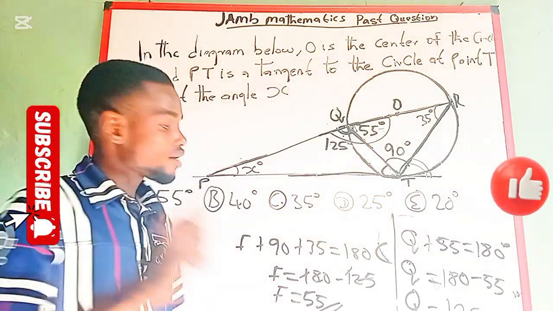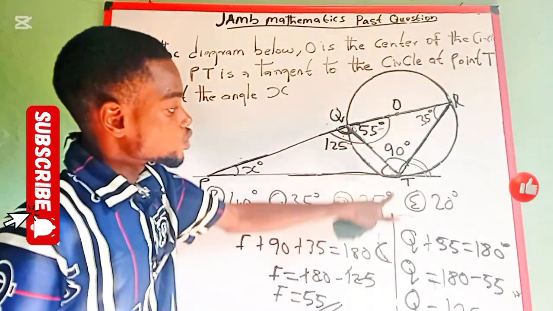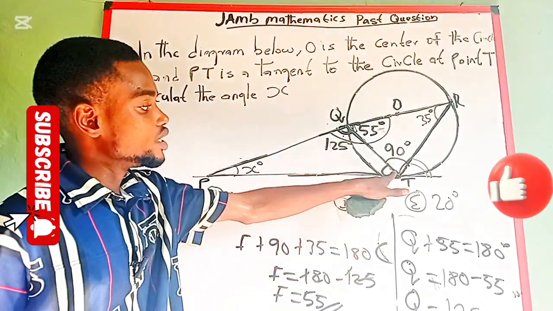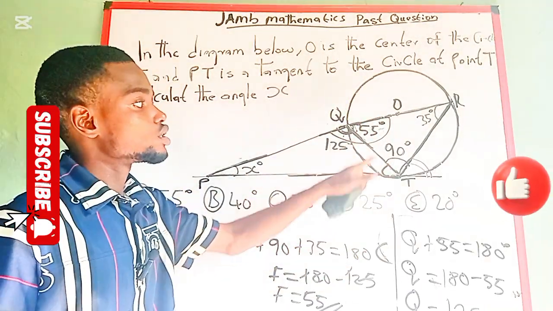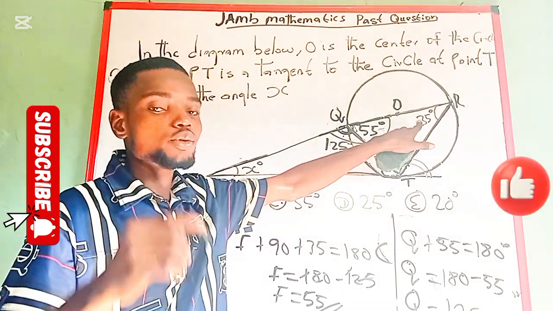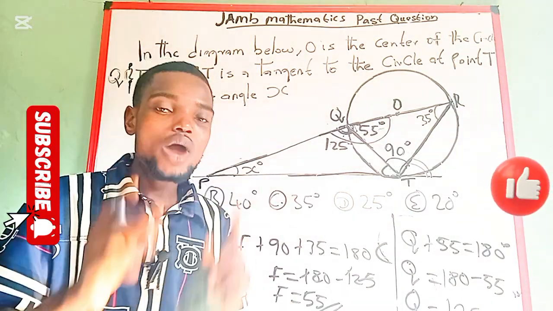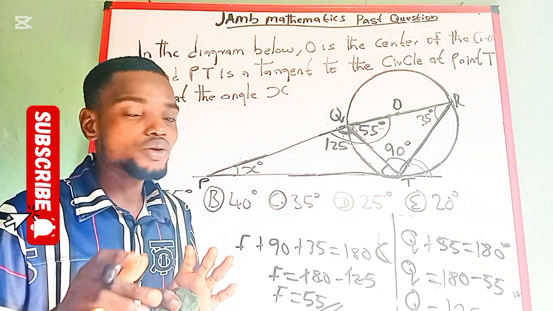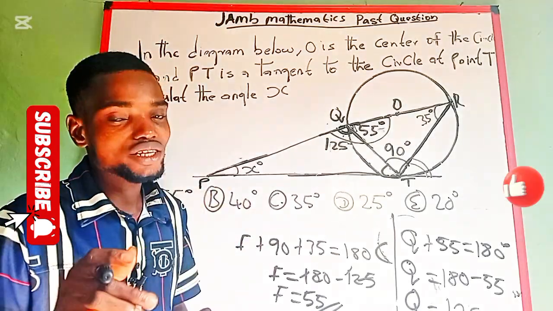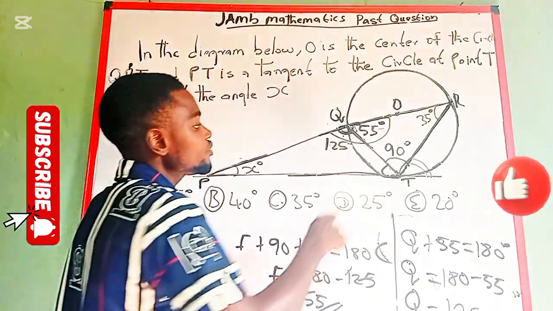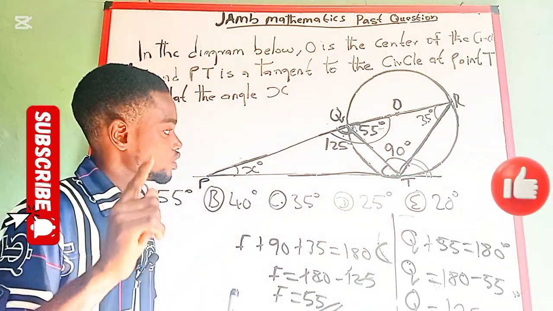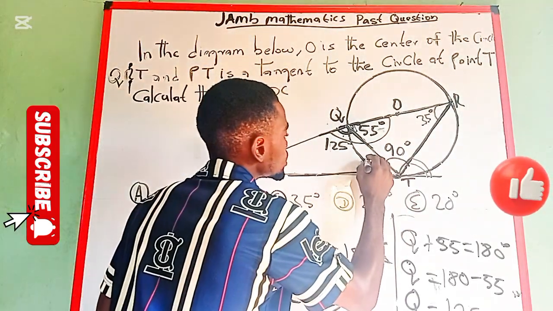Now, we still have two unknowns. How are we going to get this? All right. Now, this angle here corresponds to this angle. Sorry, not correspond, alternate to this angle. Why? Because they are in the same segment. Angles in the same segment are alternate to each other. So if here is 35, here is going to be what? 35. You understand?